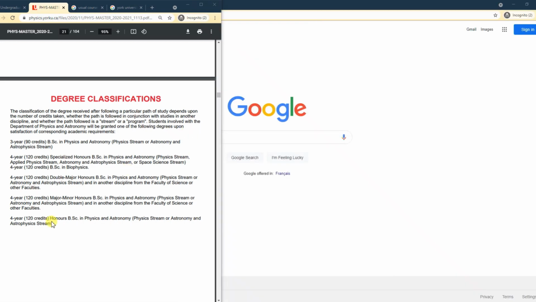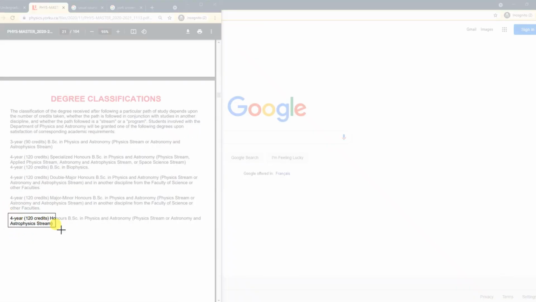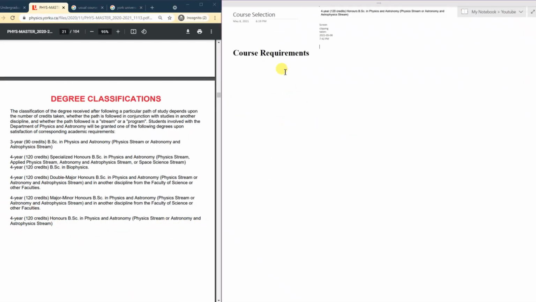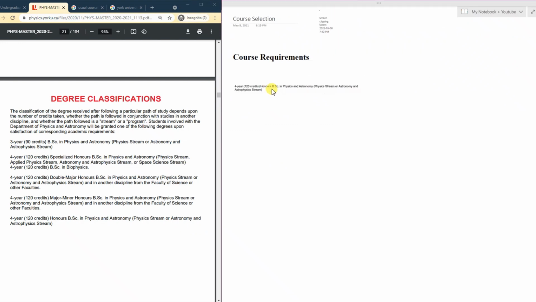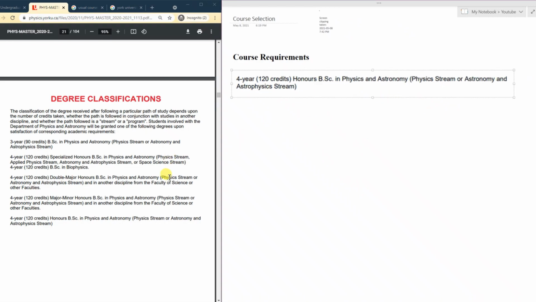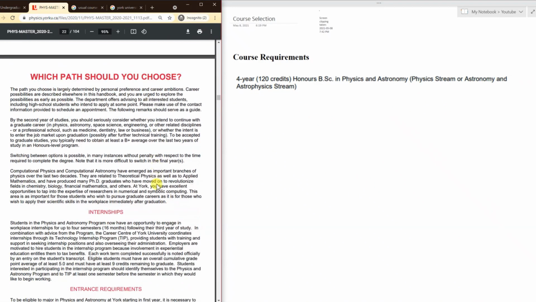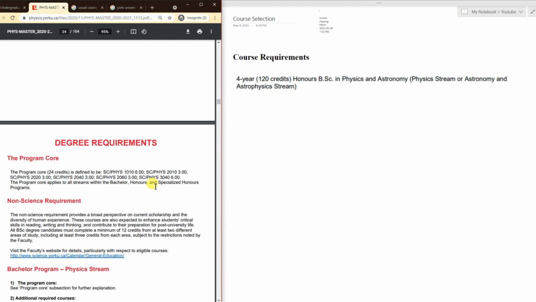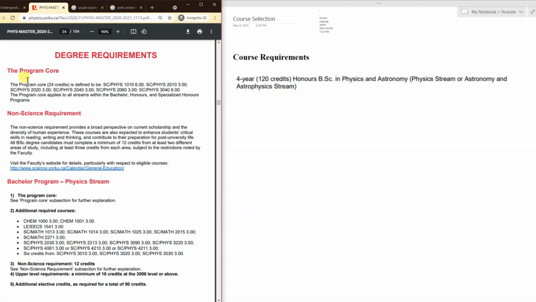So let's take a section of that. So we take this and put it there for us to refer to. So there we have the first little section. Now we're going to scroll down and we're going to find the degree requirements. So there is the program core. So any physics and astronomy program has to take this core of 24 credits. Again, factor of 3. So we're looking at 8 courses overall.